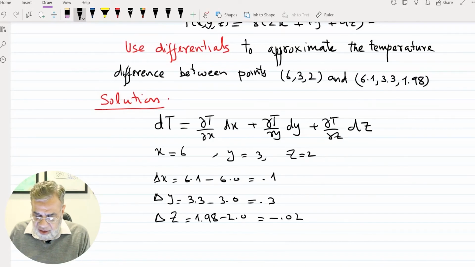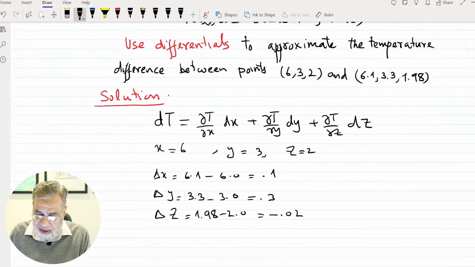As I explained before, when the value is increasing, the increment will be positive. When a value is decreasing, the increment will be negative. So we have a positive increment in delta x and delta y, and a negative increment in delta z, because z is changing from 2 to 1.98. So my z1 was 2 and z2 was 1.98. So you are decreasing, and you get the increment as 1.98 minus 2.0, which gives minus 0.02.